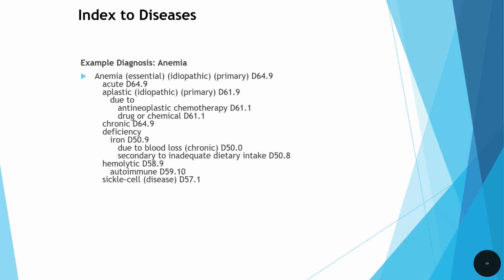So if you look at anemia, aplastic anemia, you'll see there is a code for it, which is D61.9. So if the patient was diagnosed as having aplastic anemia, you will code D61.9. And again, the non-essential modifier in (aplastic) is not going to change the code. So if the patient came in and they had idiopathic aplastic anemia, you still will code D61.9. Okay. All right.